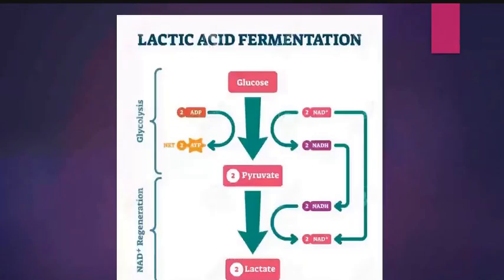Lactic acid. So in lactic acid, what will happen? The glucose will be converted into pyruvate on utilizing ATP and NADP, and it will release some of the energy, which is called ATP, and it will convert that pyruvate into lactate. This lactate is also known as lactic acid.